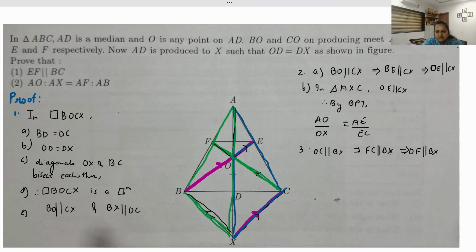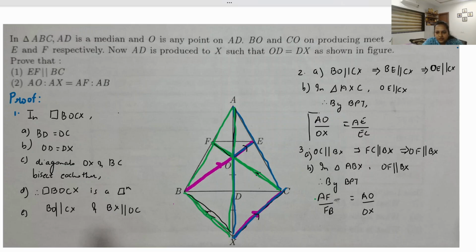We'll write here, in triangle ABX, OF is parallel to BX. Therefore, by BPT, we are going to get what? This time we'll get AF upon FB is equals to AO upon OX.